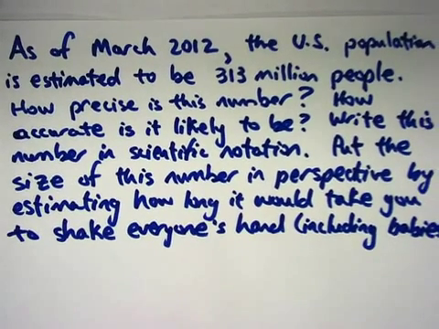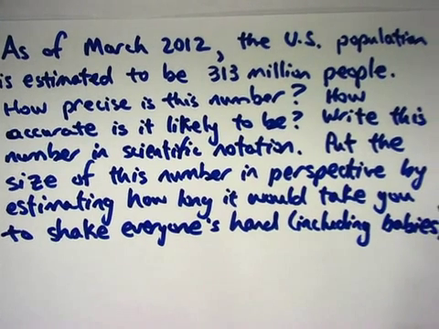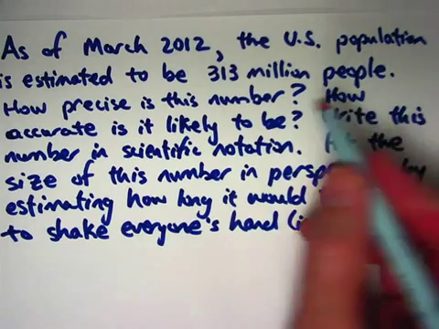Here it is. As of March 2012, the U.S. population is estimated to be 313 million people. Got that number off of a government website, the census.gov. Number of questions here. How precise is this number? How accurate is it likely to be? Write this number in scientific notation and put the size of the number in perspective by estimating how long it would take you to shake everyone's hand, including babies.